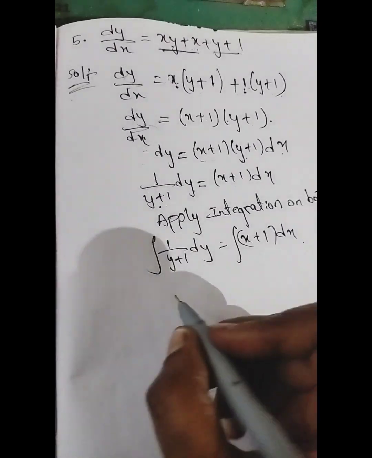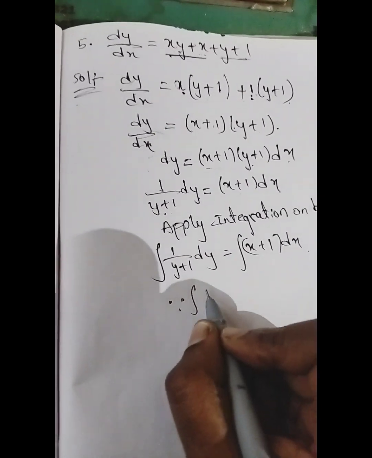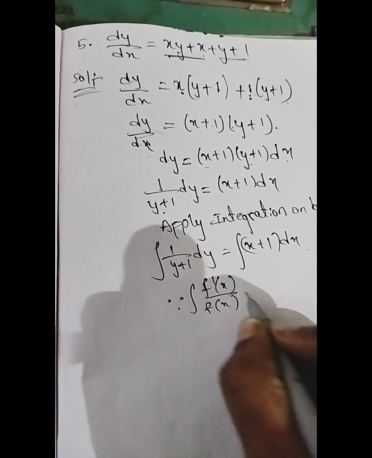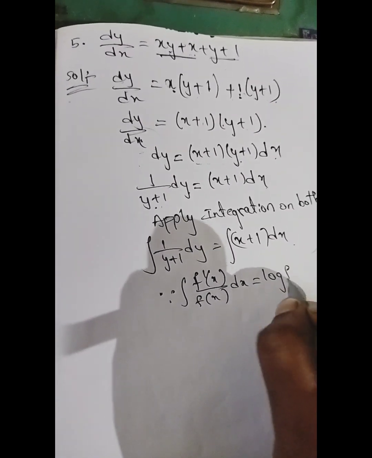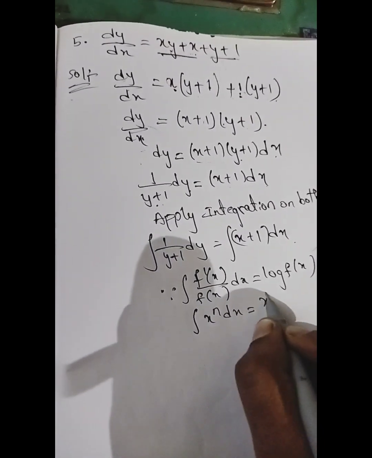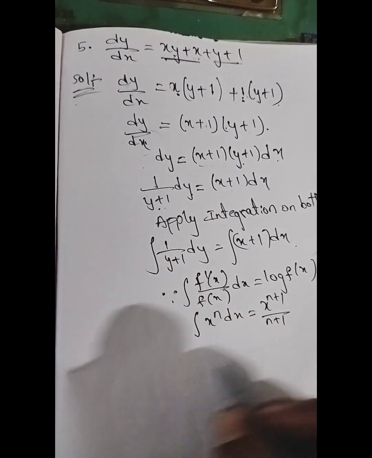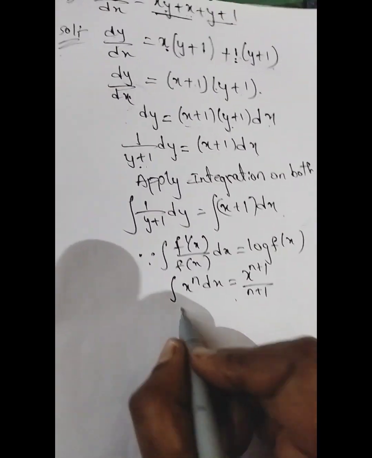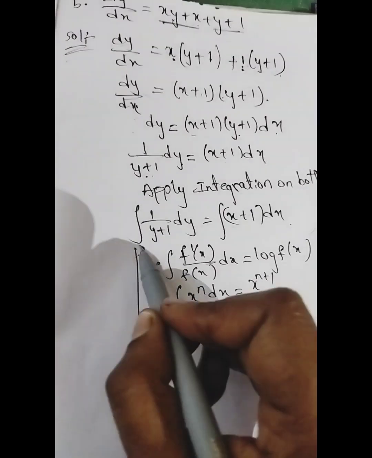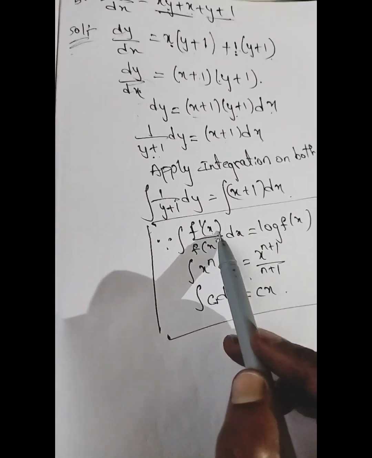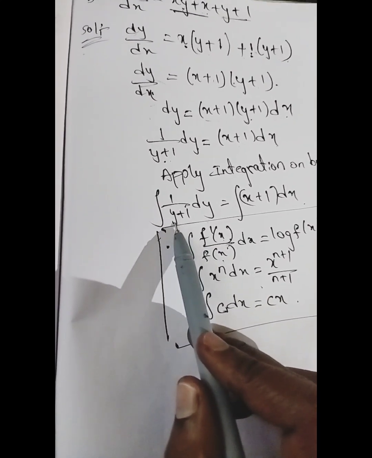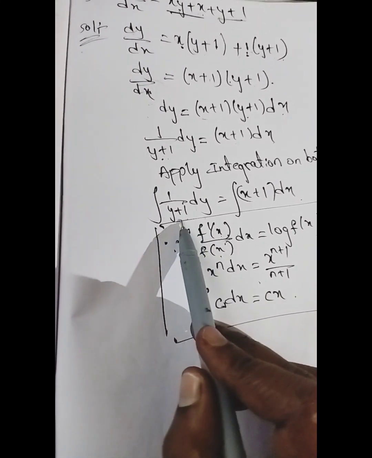So I have already told you, we have formulas that I'll write. Integral f dash of x by f of x dx equal to log f of x, and also we discussed integration of x power n dx equal to x power n plus 1 by n plus 1. So these formulas we have already discussed, and integration of a constant with respect to dx is cx. These are the same formulas you can apply whether it is x variable or y variable. So f of y equal to y plus 1, so differentiation of this will be 1.